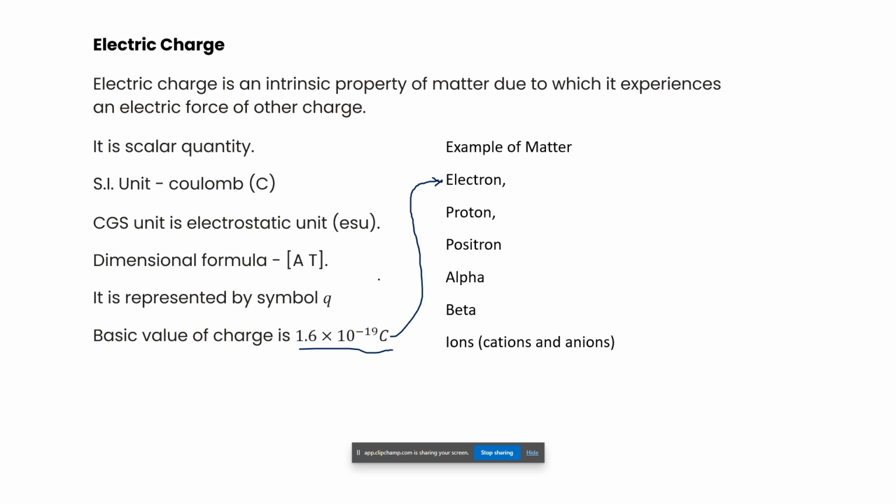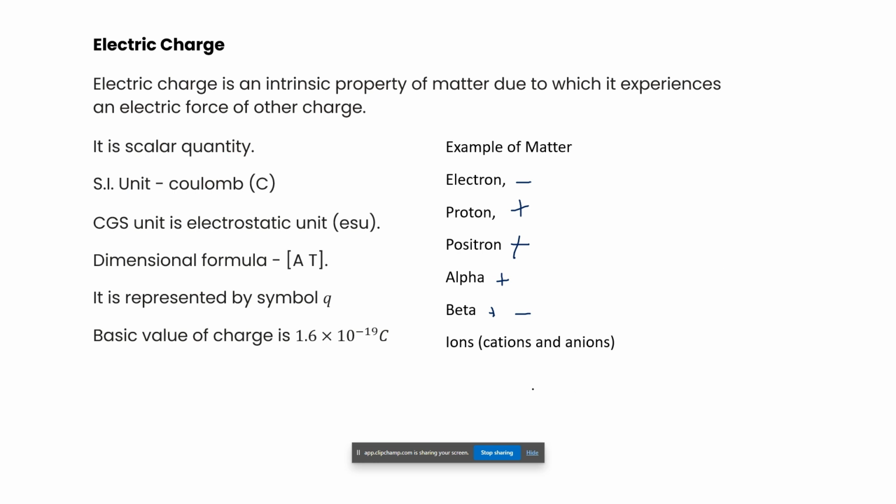Now the charge is named positive and negative, two types. How? I will explain. Before that, see here. Electron is negative charge, proton is positive, positron is positive, alpha is positive, beta comes with positive and also with negative charge. Ions are positive and negative ions.